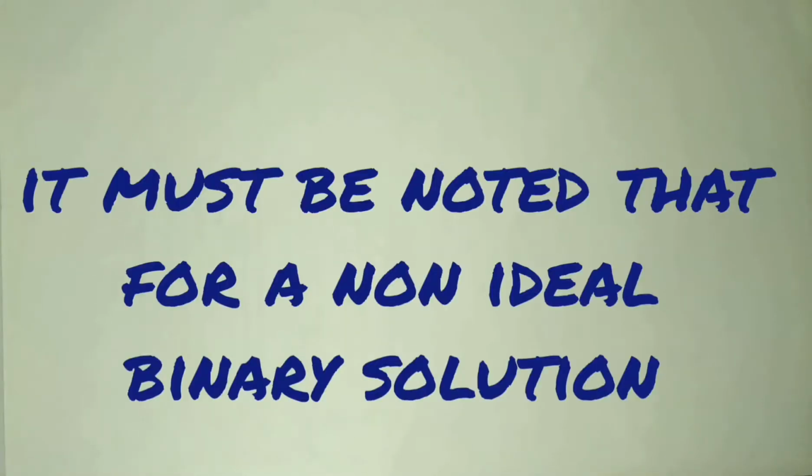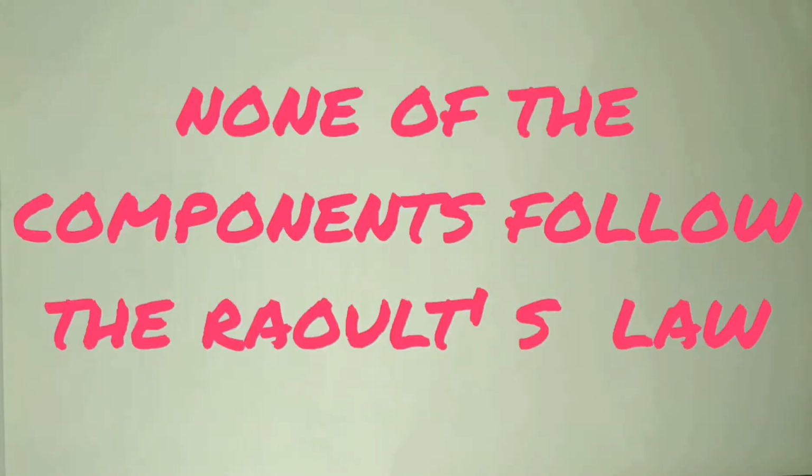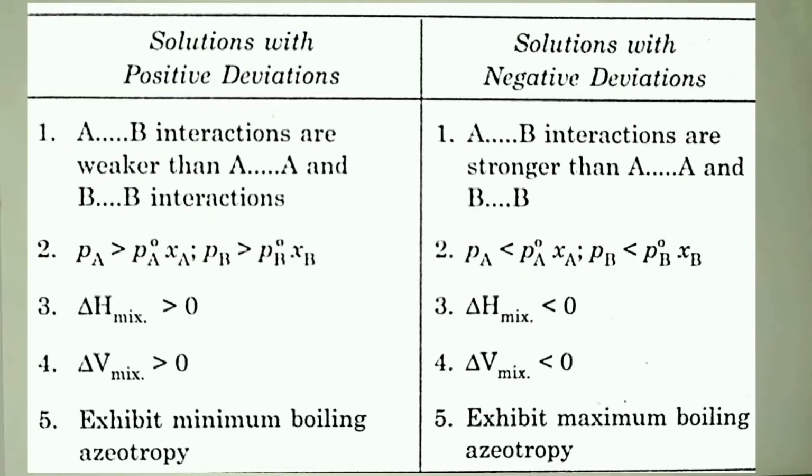It must be noted that for a non-ideal binary solution, none of the components, neither solute nor solvent, follow the Raoult's law. The non-ideal solutions are classified into two types. Type number 1, solutions having positive deviations. Type number 2, solutions having negative deviations.